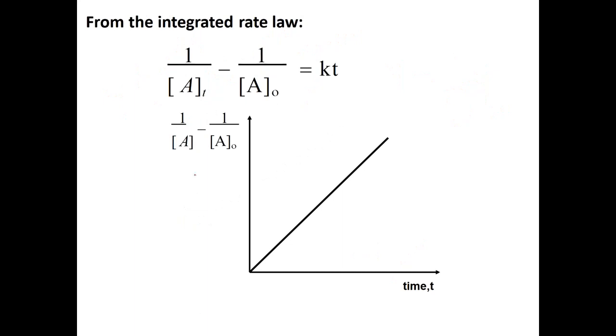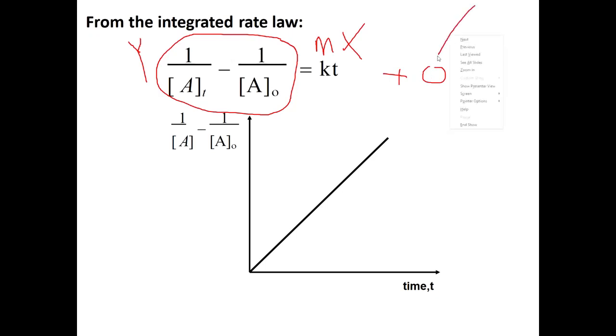Same goes with this one. This one is your mx. In this equation, 1 over concentration A at a particular time minus 1 over initial concentration A is your y, plus 0. This one is your c.